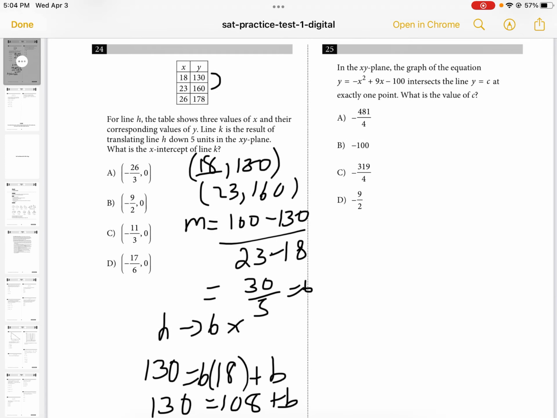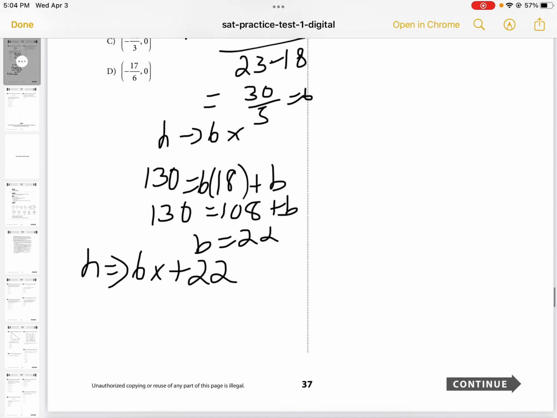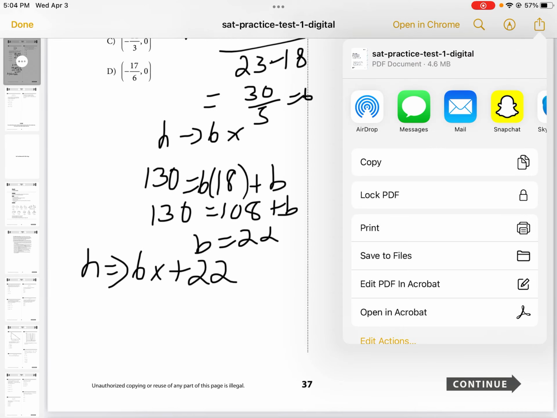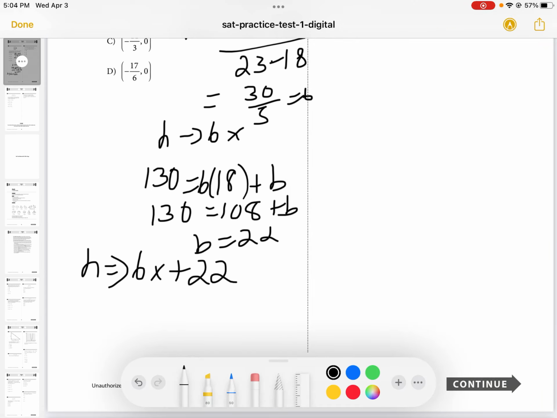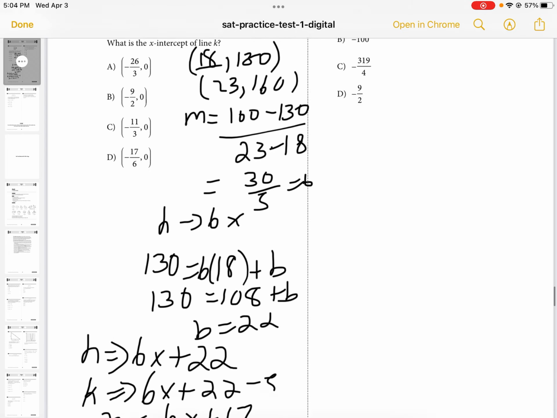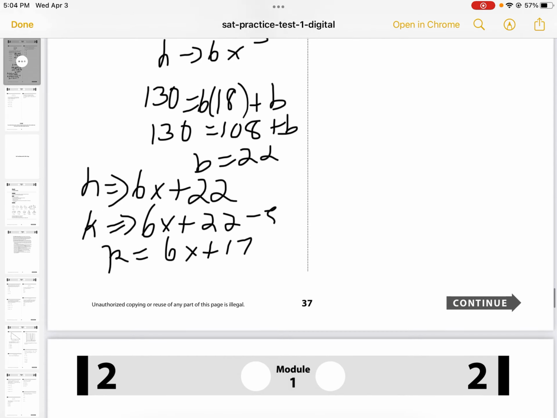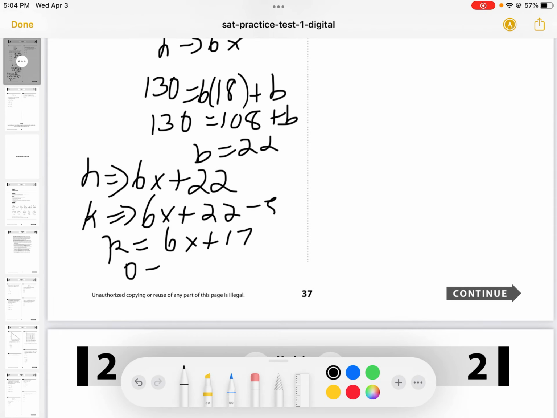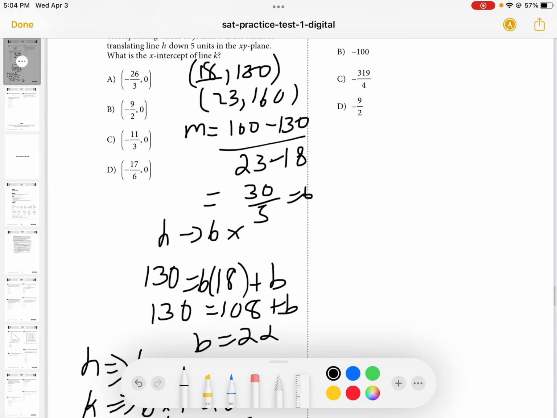Now line K is the result of translating line H down 5 units. So we're subtracting 5 from the y-intercept. So line K is equal to 6x plus 22 minus 5, and that's 6x plus 17. So that's line K. Now we just need to find the x-intercept of line K. So set the y value equal to 0, and we get that x is equal to negative 17 over 6. And that's D.